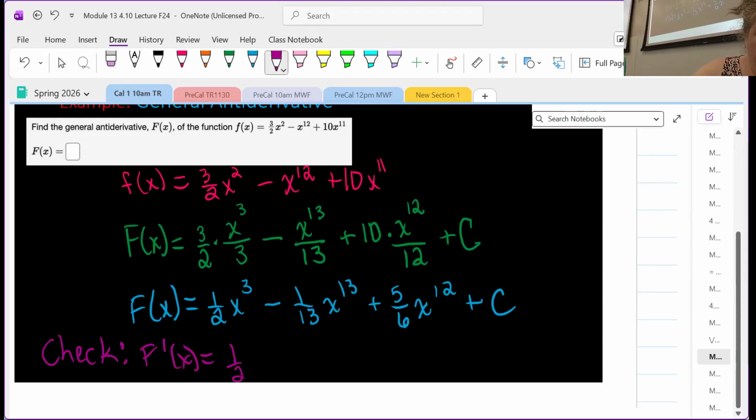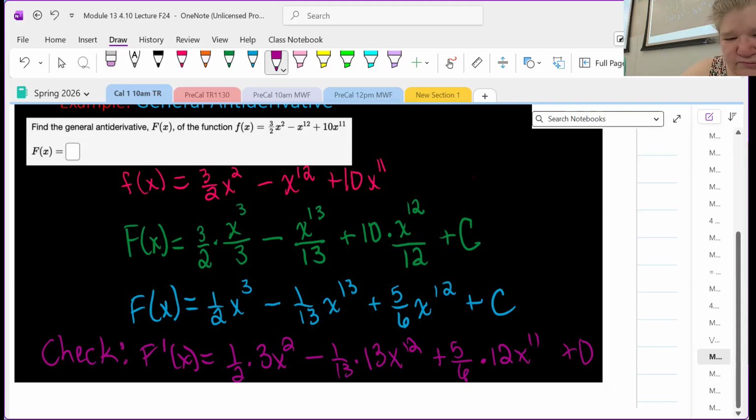So this would be 1/2 times 3x squared. That'd be 3/2 x squared minus 1/13 times 13x to the 12th. Those will cancel out and we'll just have minus x to the 12th. Plus 5/6 times 12x to the 11th. The 6 and the 12 cancel and become 2. 5 times 2 is the 10. 10x to the 11th. And then the derivative of the constant would be 0, which we don't have to write. So that is our antiderivative.